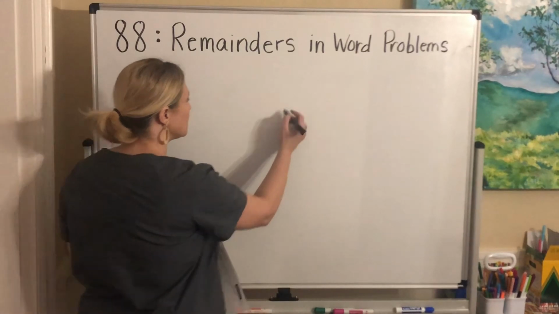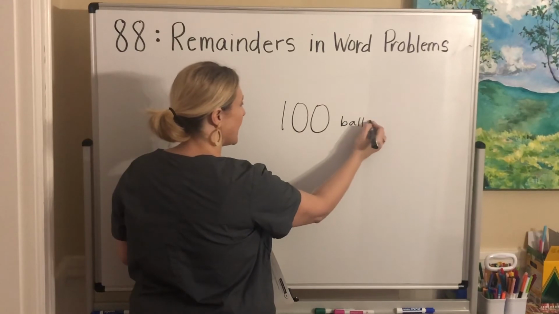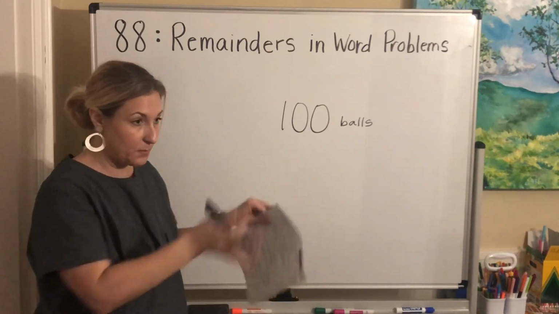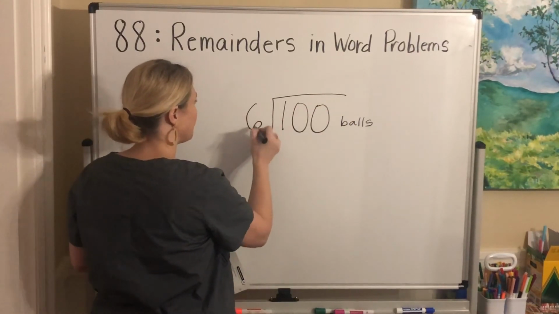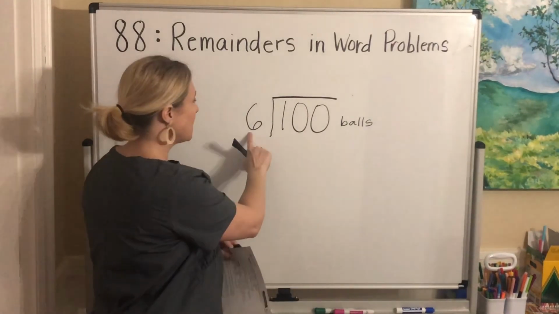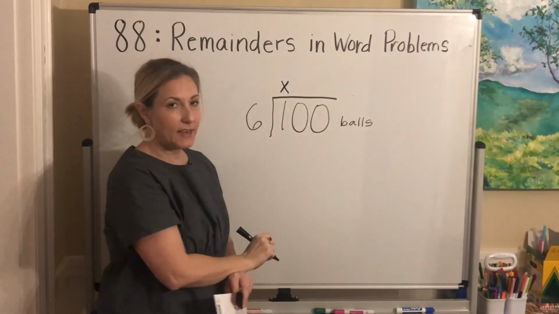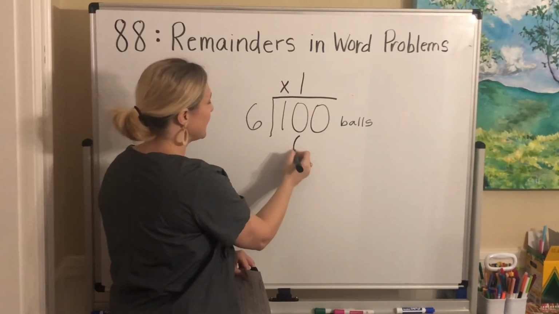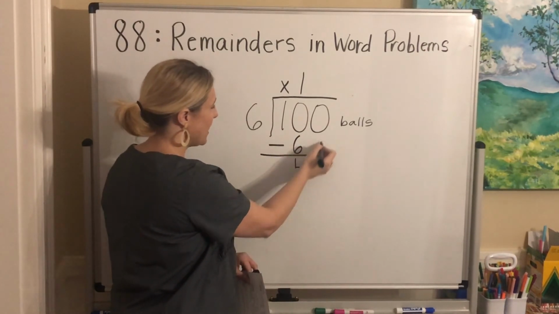Okay, well, if we have 100 balls sitting on the table, and we want to separate or divide them up into groups of 6, so we can put each 6 in a different box, let's divide 100 by 6. Okay, does 6 go into 1? No. Does 6 go into 10? Yes, 1 time. 6 times 1 is 6. Subtract. 10 minus 6 leaves 4, and we can bring down our 0.